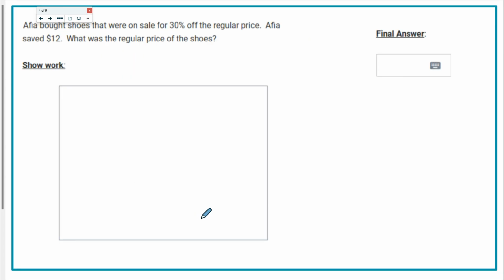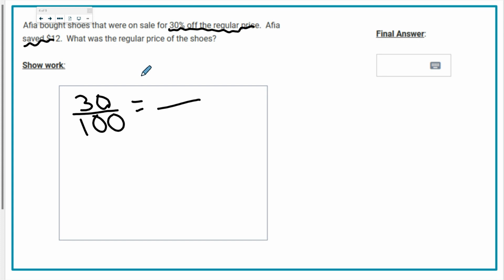Afia bought shoes that were on sale for 30% off the regular price. So I'm going to write 30% as 30 over 100. All percents go over 100. Afia saved $12. What was the regular price of the shoes? If she saved $12, the savings is going to go on the top because that is just part of the price. We're looking for the total price, and then the total goes on the bottom.